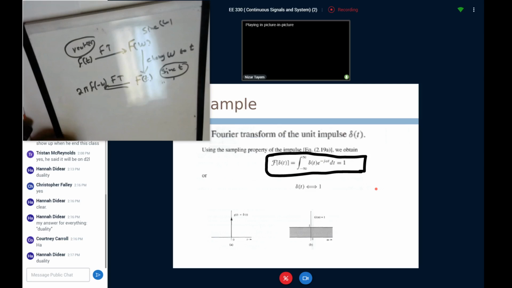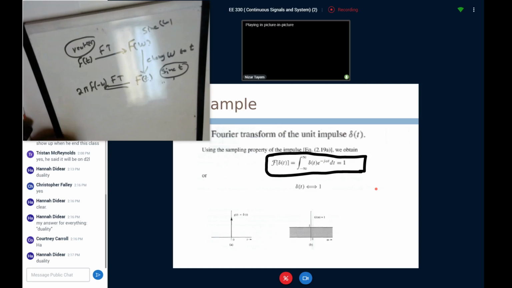At this point, this is my delta function. If I multiply e to the minus j omega t with a delta function, how many values will we get? Only one value, because you multiply this function with 0 everywhere else. We're going to have a value only right here, and this value is e to the minus j omega 0, which is equal to 1. That's why this integral is equal to 1. We're multiplying the delta function with this function, so we get a value only when t is equal to 0.